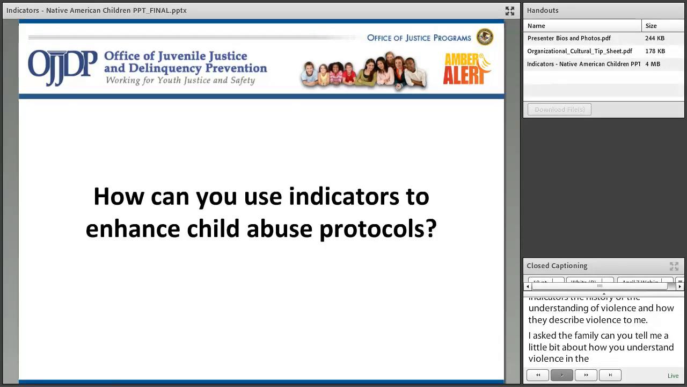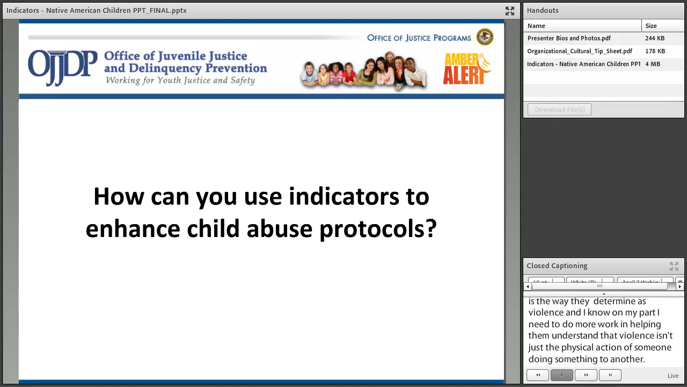Oftentimes, whenever parents or caregivers have referred to me, well, it's whenever you hit somebody. If that's what they determine as violence, then I know on my part I need to do more work in helping them understand that violence isn't just the physical action of someone doing something to another, but it also involves other elements that they need to understand, so that maybe I'm more effective at increasing their understanding of their situation.